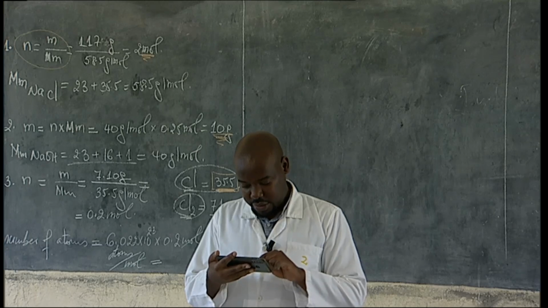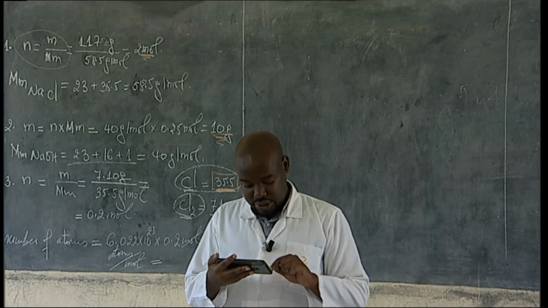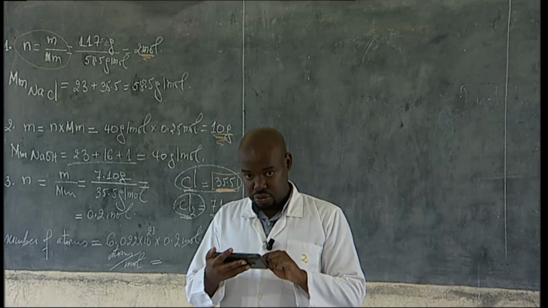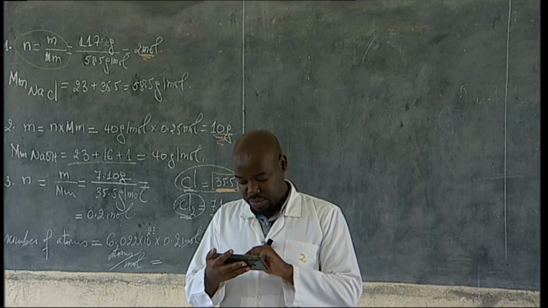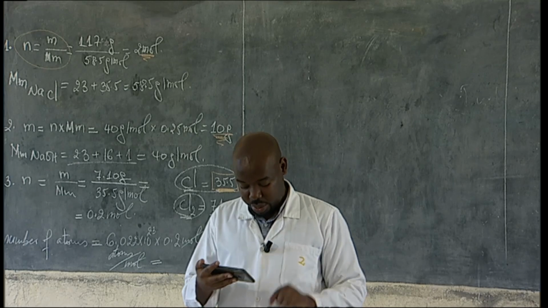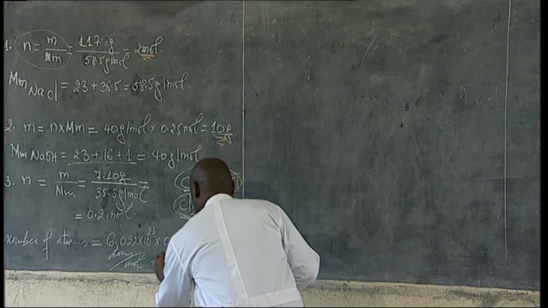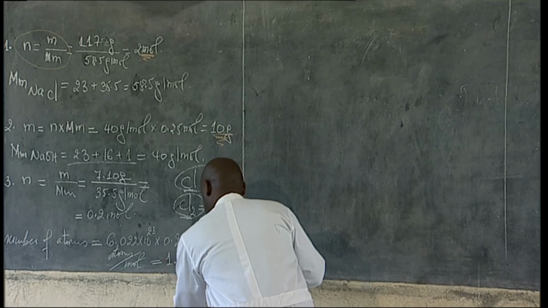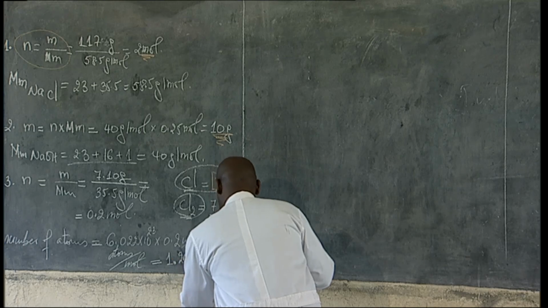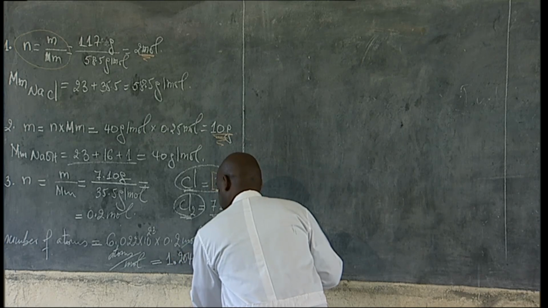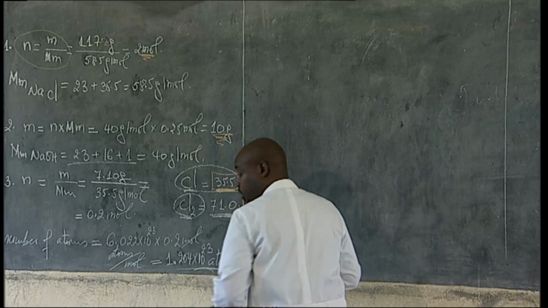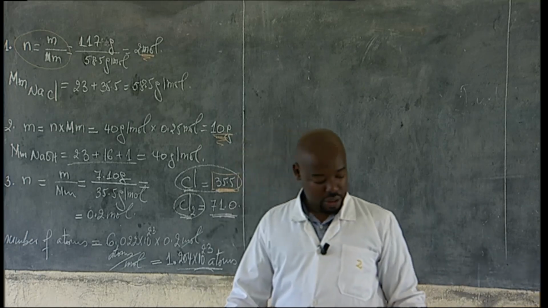6.022 times 10 power 23 times 0.2, and what we get will be 1.204 times 10 power 23 atoms. Okay? So that is how we work it out.